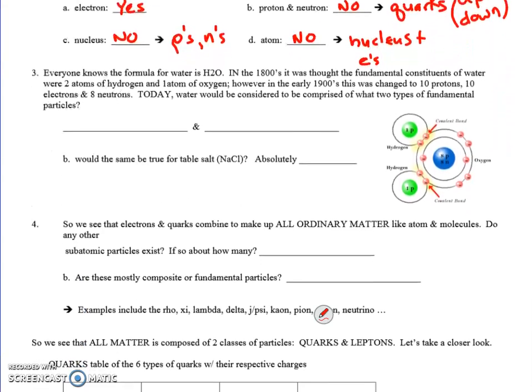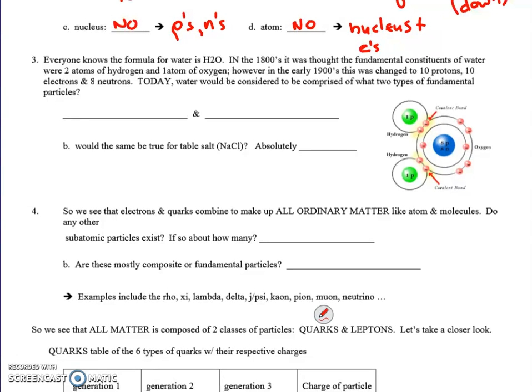Now let's go to something we're very familiar with: molecules. We know that the formula of water is H2O. And if you go back roughly 200 years, it was thought that the basic building blocks, which couldn't be broken down any further, were 2 atoms of hydrogen and 1 atom of oxygen. Well, that's true in the sense that H2O is 2 atoms of hydrogen and 1 oxygen, but the atom itself can be broken down further.